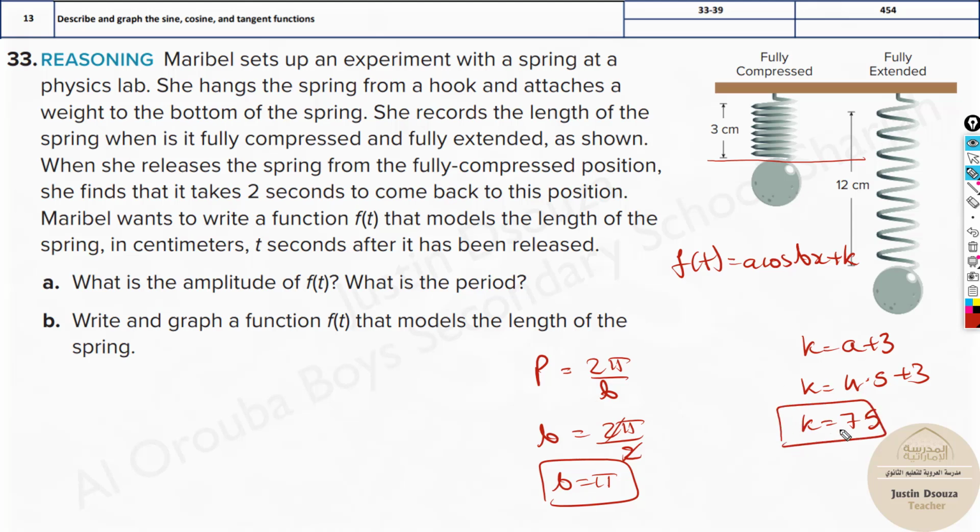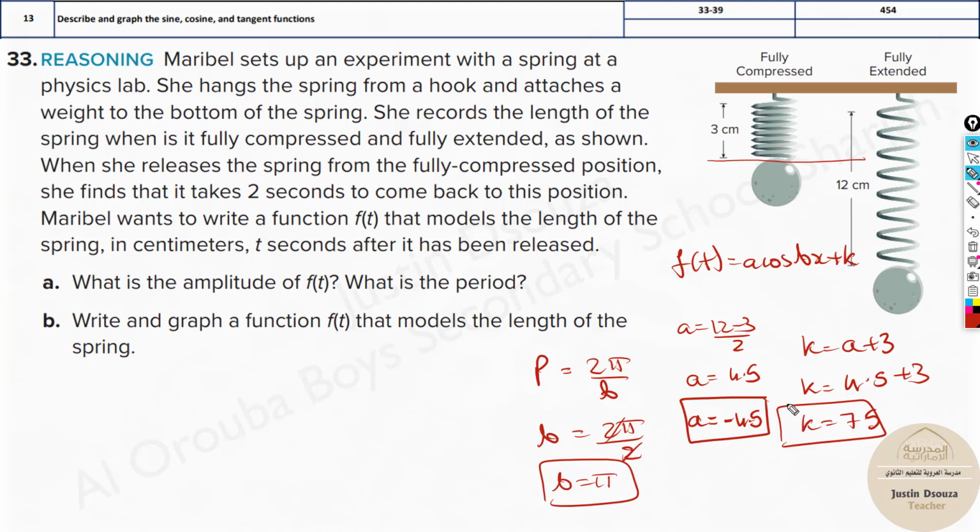Now we know b, we know k. I'll just write a again. A was 12 minus 3 by 2. A is equal to 4.5. But here, since it's from up to down, we will take it as minus. A is equal to minus 4.5. Remember that.